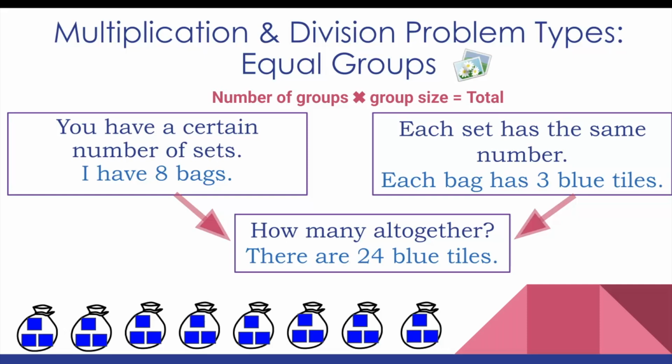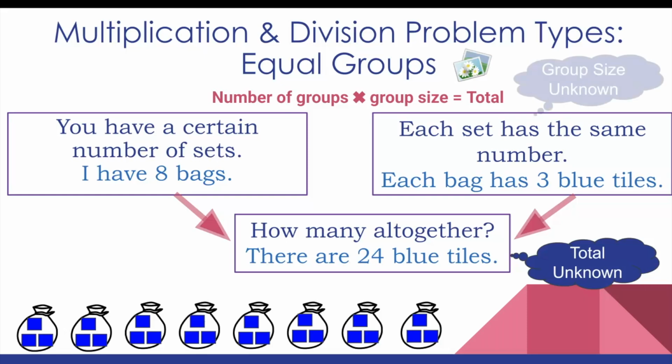As with the addition and subtraction problem types, the unknown information can be any one of those. For example, the total can be unknown. I have 8 bags. Each bag has 3 blue tiles. How many blue tiles do I have? The group size can be unknown. I have 8 bags. Each bag has the same number of blue tiles. I have 24 blue tiles. How many tiles are in each bag?